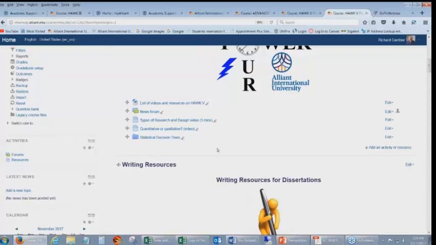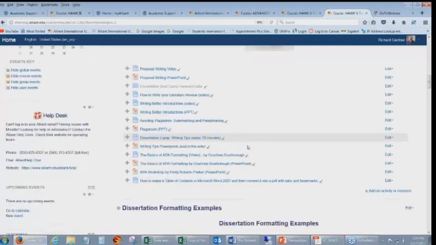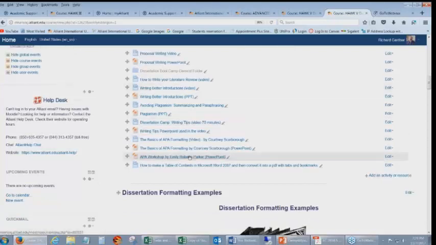How to write a proposal by our own beloved Courtney, who is no longer here. But she shows how to write a successful proposal. How to write a literature review, some videos, some good writing techniques, how to avoid plagiarism, more writing tips done by different people. Okay, so some of this stuff was done about 4 or 5 years ago by different people.